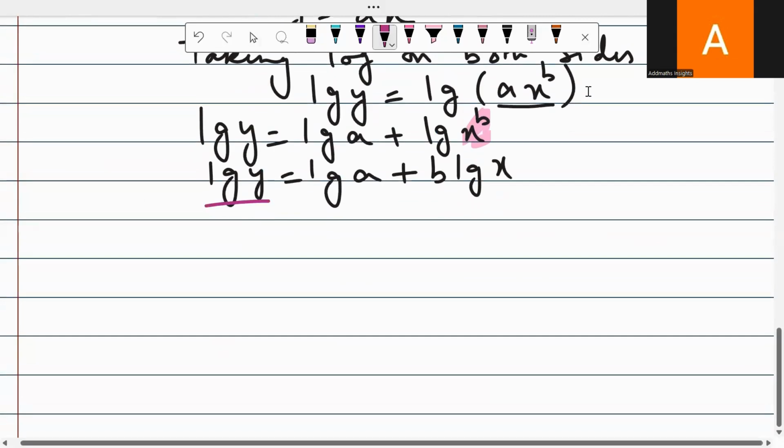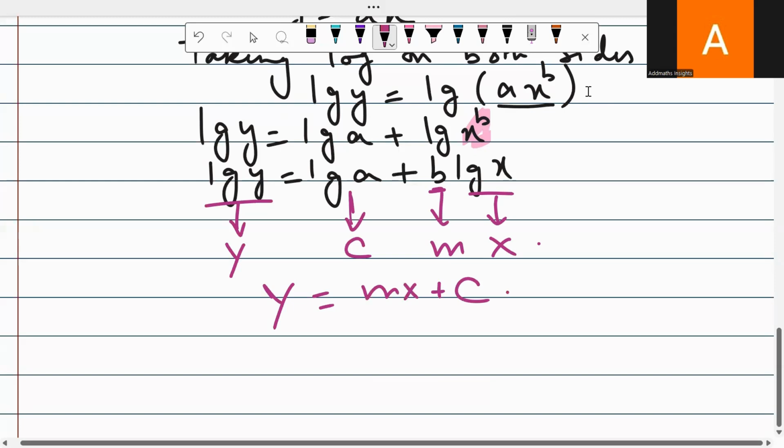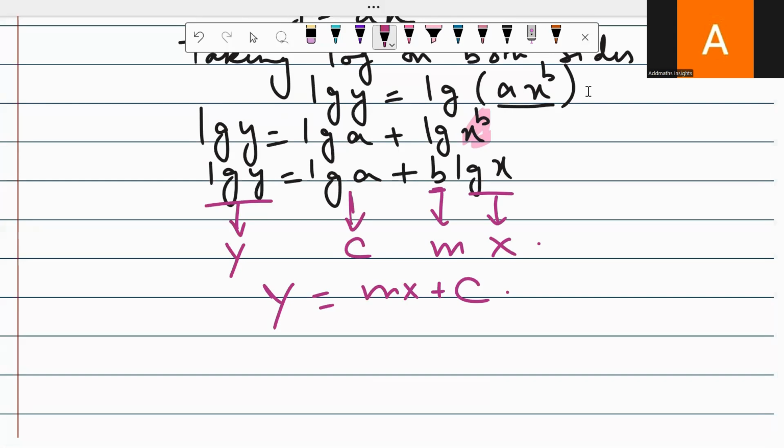Now this lg y is capital Y. Lg a is a constant, which will be C, and the value b is representing m, and lg x is representing capital X. This is how you transform into a linear equation. And you can see that capital Y and capital X only contain the original variables x and y. They must not contain the unknown constants a and b here.